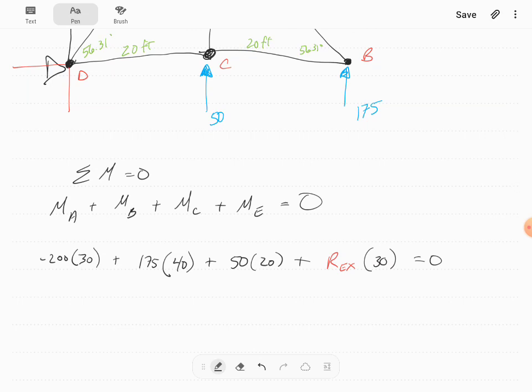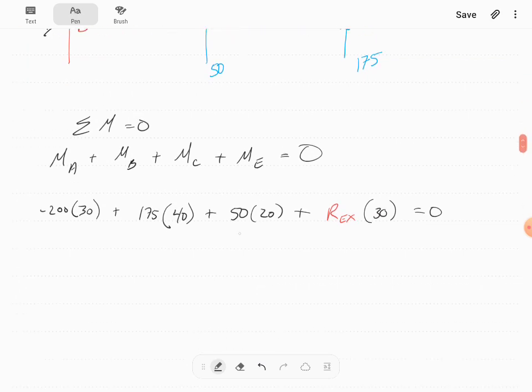Negative 200 times 30 plus 175 times 40 plus 50 times 20. And I'm going to leave that other thing alone. This results in a positive 2,000 plus the reaction at E in the X times 30.